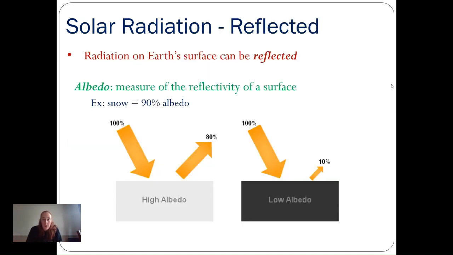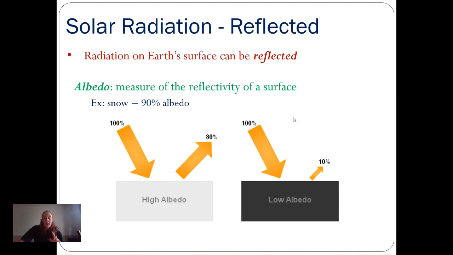If you look at reflection, we can characterize reflection by something called albedo. Albedo, just to give a definition, tells you how reflective something is. If something is usually lighter in color or shiny, it's going to be reflective, and it has what we call a high albedo. On the other hand, if something has a low albedo, it's not reflective at all. So it tends to absorb heat, and it might be dark in color.